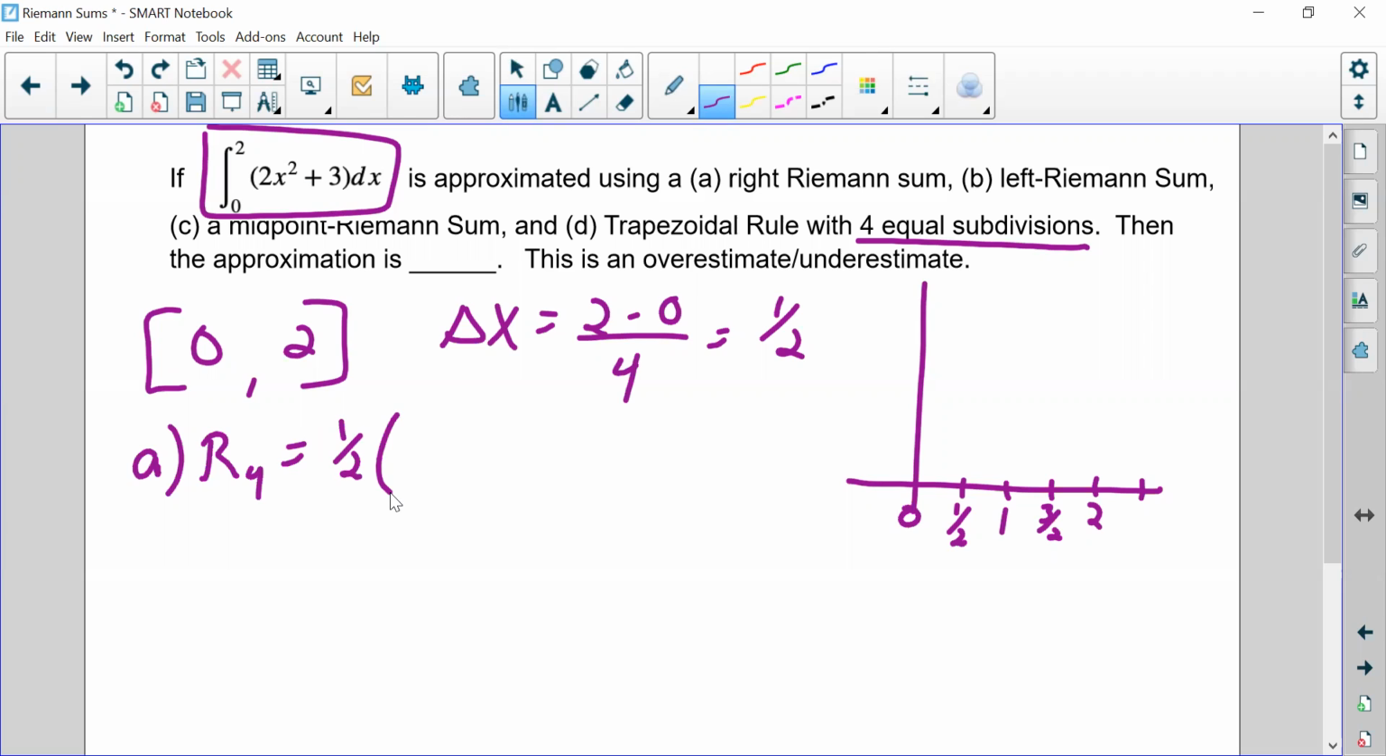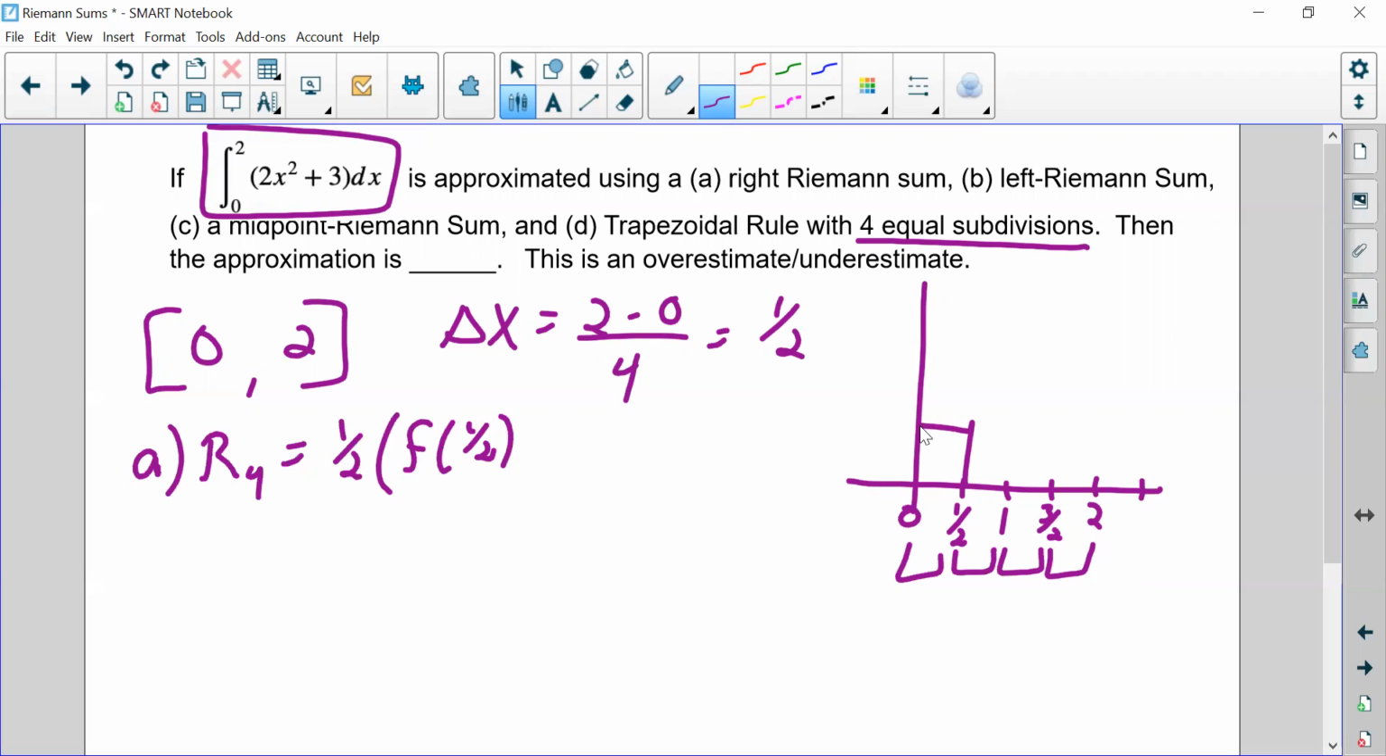Not 2. This is my division. These are my 4 rectangles. So where's the right endpoint of my first rectangle? At 1/2. So I need my function value at 1/2. That's going to be the height here. I need to go up to 1/2, wherever that is. I don't know where it is now, but I need to go up to 1/2.